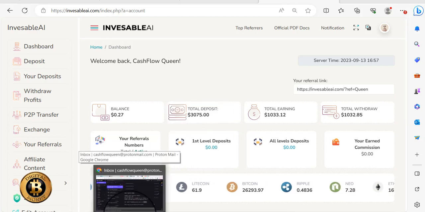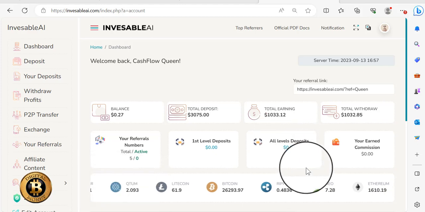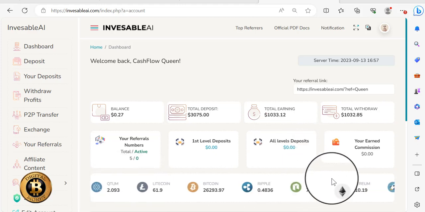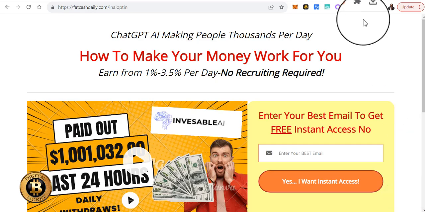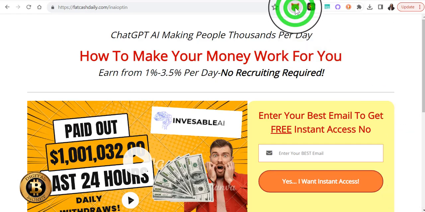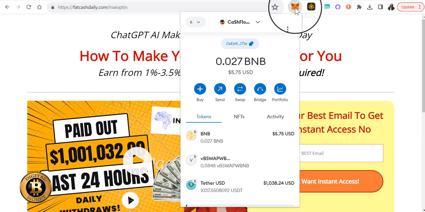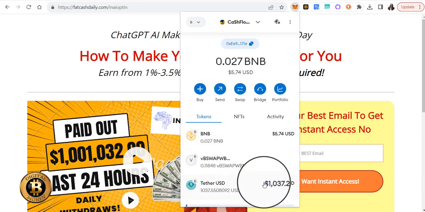Let's go and take a look over here, and we're going to go into my MetaMask wallet. All right, so let's go into the MetaMask, and we will make sure everything is everything. You see the running total now, we're at 1,037 over here in the MetaMask wallet. I deposited in USDT on the BEP20 chain, so it's the Binance Smart Chain. I like Binance Smart Chain.